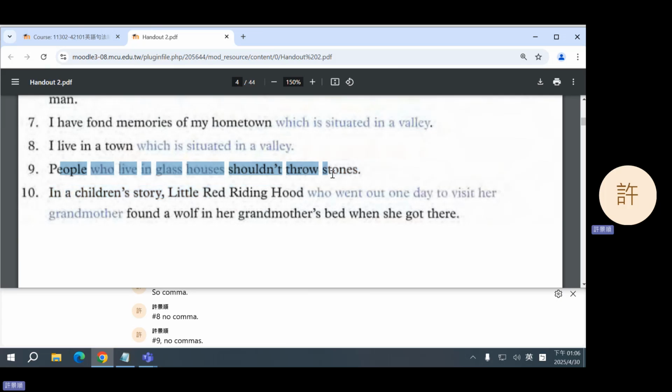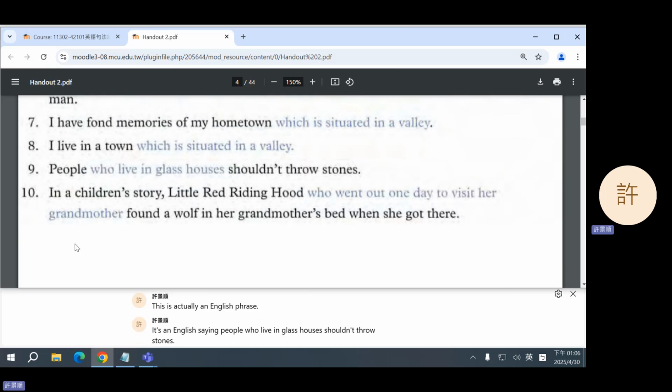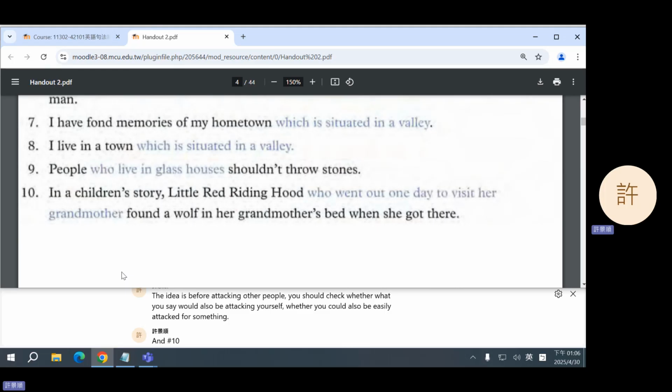This is actually an English phrase. It's an English saying. People who live in glass houses shouldn't throw stones. The idea is before attacking other people, you should check whether what you say would also be attacking yourself, whether you could also be easily attacked for something. And number 10, commas.